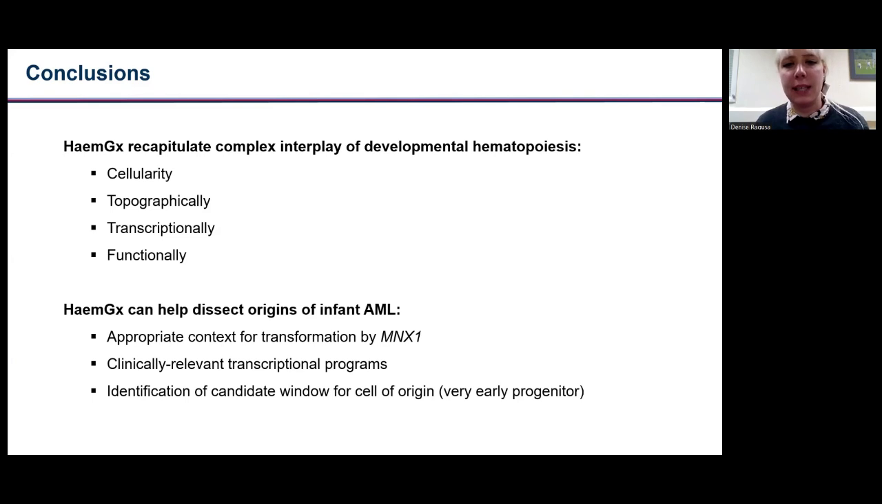And we have seen some of the effects of MNX1 targeting a really early progenitor, and that we can model what we see in the patients within an in vitro system.